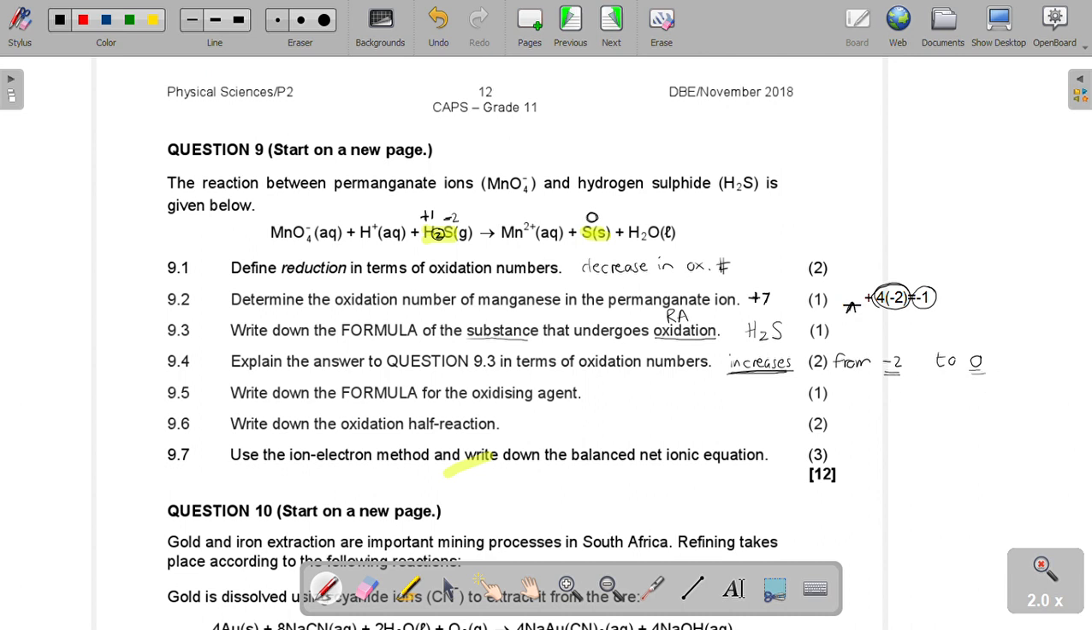Okay. So important, you have to say that there's an increase, and then you have to say it's from -2 to 0. Nou sê hulle vir my, skryf die formule neer van die oksideermiddel. So I already did that on the previous page for you guys. En weer lees net mooi wat hulle vir jou vra. Hulle vra die formule. It's that one.